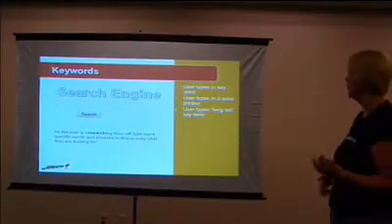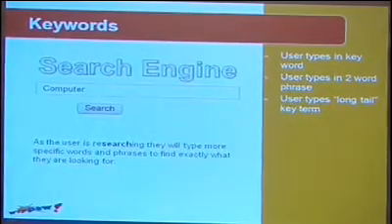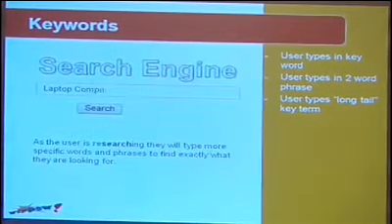User types in a keyword. This is how search engines work, right? Actually, here's my animation. So your user will type in a keyword. This is how the behavior usually works. They'll start with a broad term. Most research has shown that they will start with the broad term. They don't find exactly what they're looking for, so they'll type in something a little more specific.